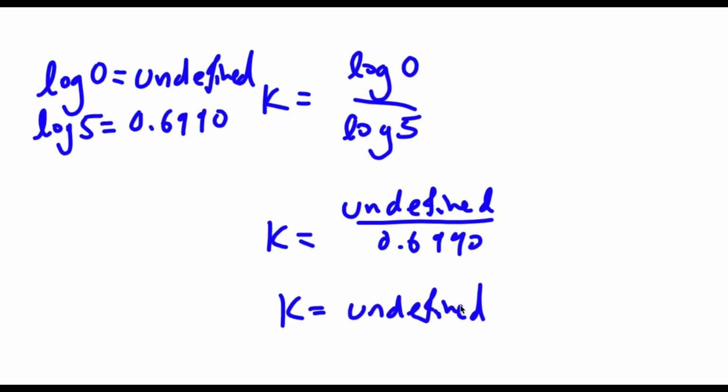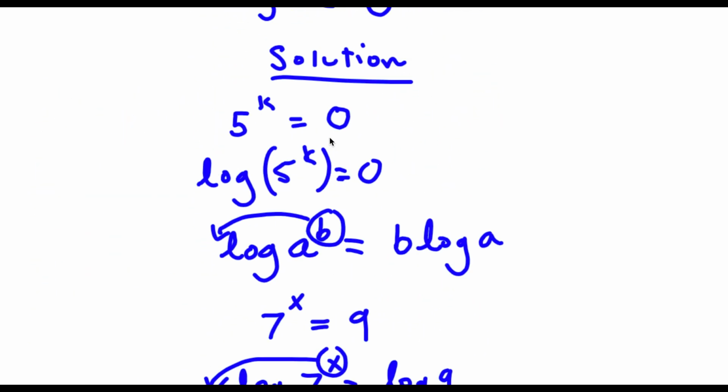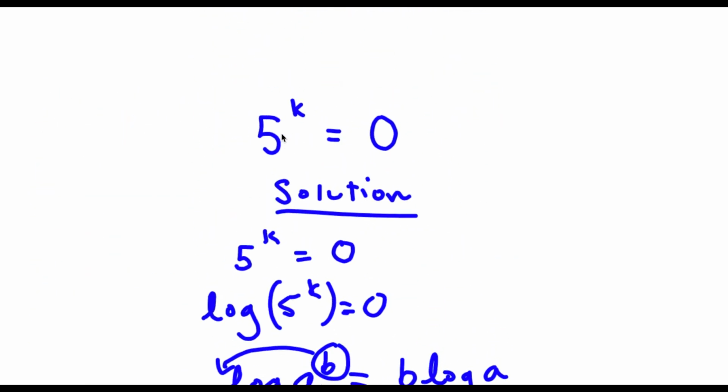It has no value. You can't take the log of 0. And also, you can't take the power of any number and make it 0, because 0 is not possible. You can get 1, because if you took 5 to the power of 0, that would equal 1, but 0 isn't possible. You can't take the power of a number and get 0.